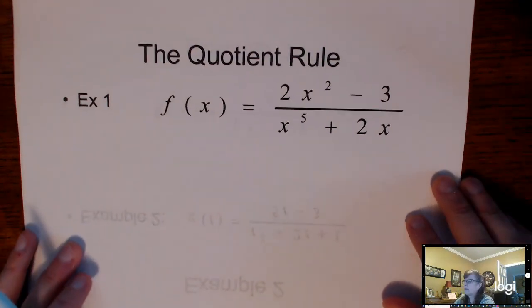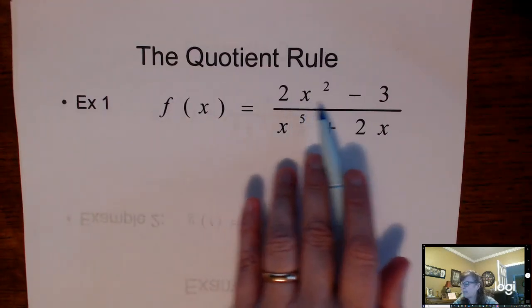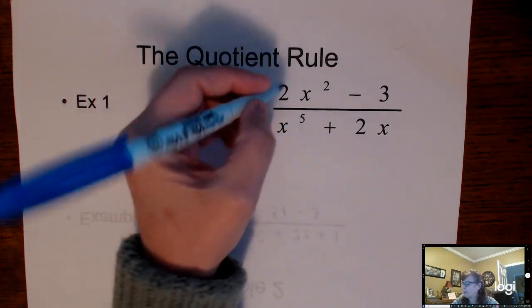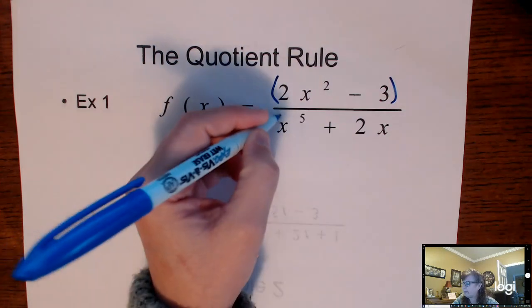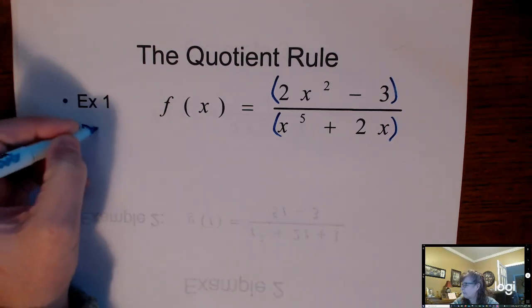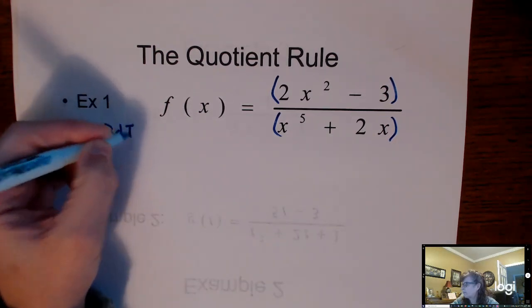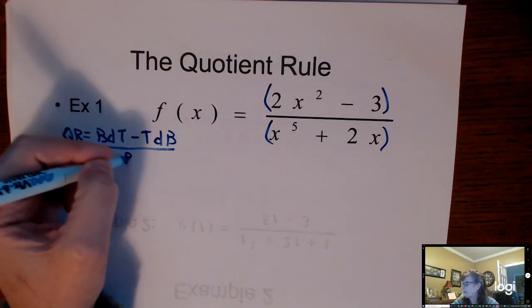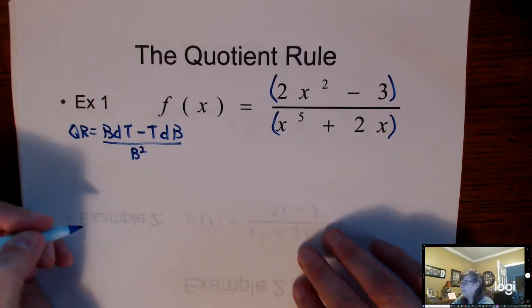So here is a function with an expression divided by another expression. And so this is your top and that is your bottom. All right, so the quotient rule is bottom times derivative of the top minus top times the derivative of the bottom, over the bottom squared. So here we go.